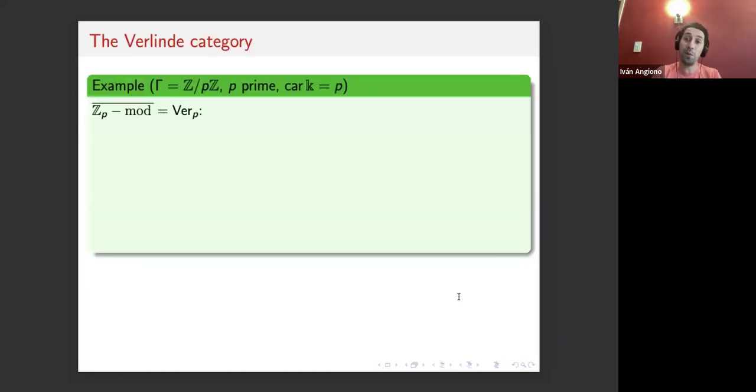I will show an example, which is the example to show in this talk, which is the Verlinde category. As I said, if we go back to Maschke's theorem, the first problem is for the cyclic group of p elements in characteristic p. This category is not semi-simple, so you may ask what you have when you semi-simplify. I will semi-simplify the category. Here, Z_p means Z mod pZ. Sorry, I changed the up and down.